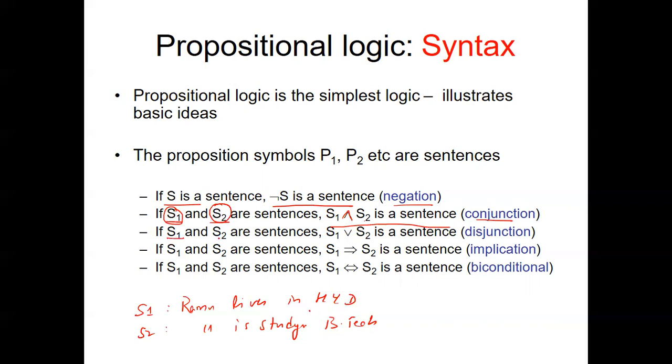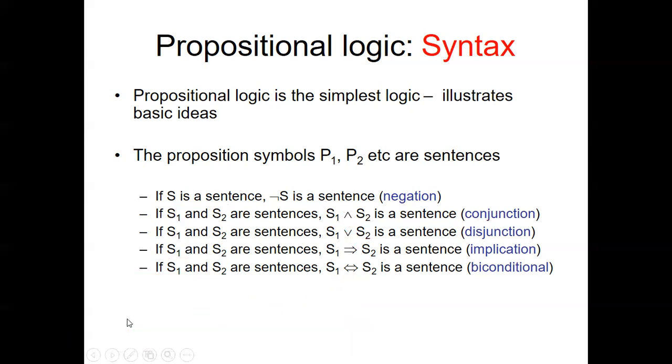If S1 and S2 are sentences, then S1 or S2 is also a sentence. That is called disjunction. In this case, or is not very meaningful, but still we can apply or. Let us not think about the logic, but wherever meaningful, you can have or. Basically, if there are two sentences, they can be connected by using or.